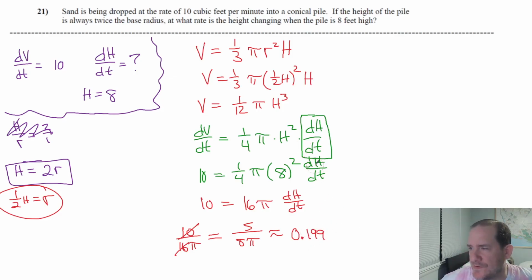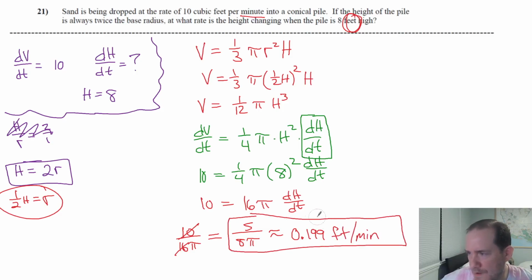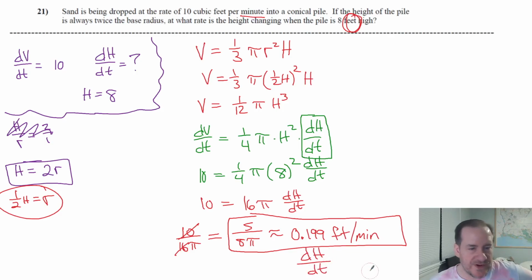And since this is another rate of change of a height, we would want it to be just in plain old feet per minute. So not square feet, not cubic feet. But there you go. That's our dH/dt. So there's another problem. Next.